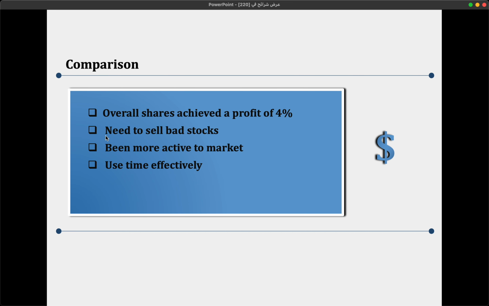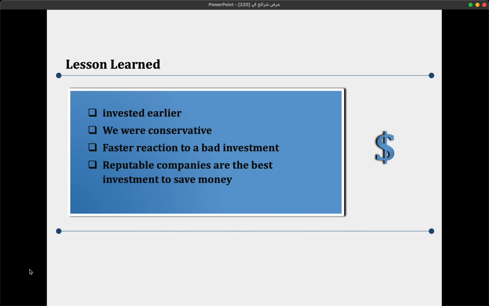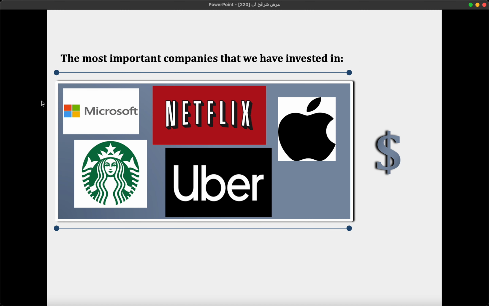Overall, our shares achieved a profit of 4%. We try to sell the bad stocks, be more effective in the market, and use time effectively. We learned to invest. We were conservative. We try to act fast on bad investments, and try to invest in reputable companies, and we all know it's the best investment to save your money. We did invest in most of the big companies like Microsoft, Netflix, Apple, Uber, and Starbucks.